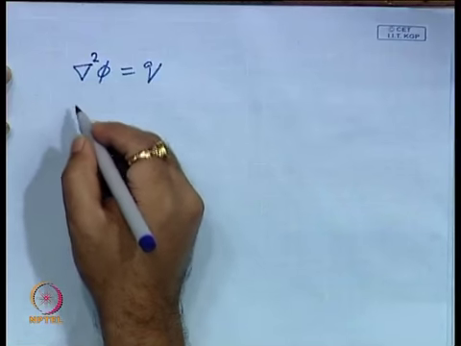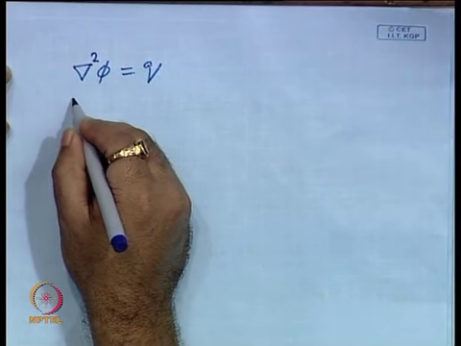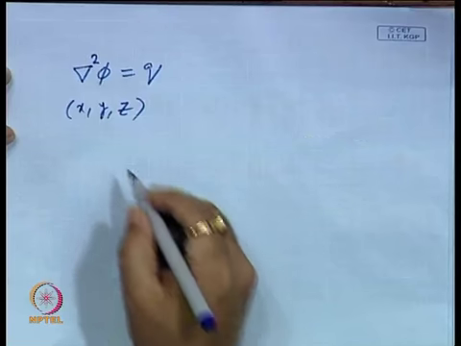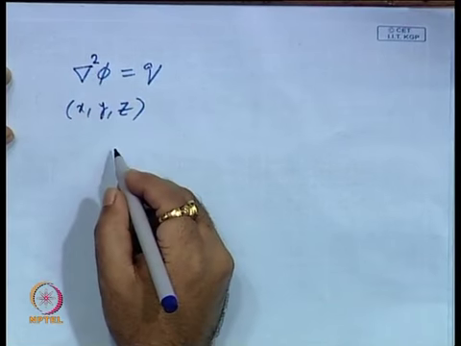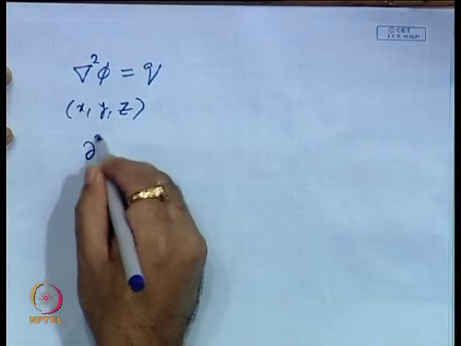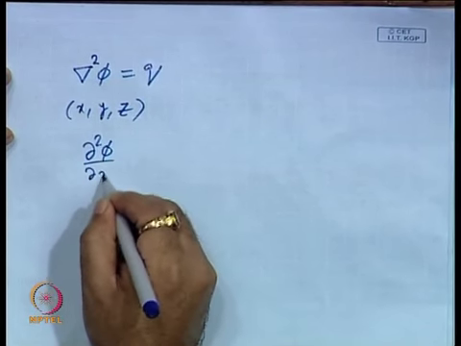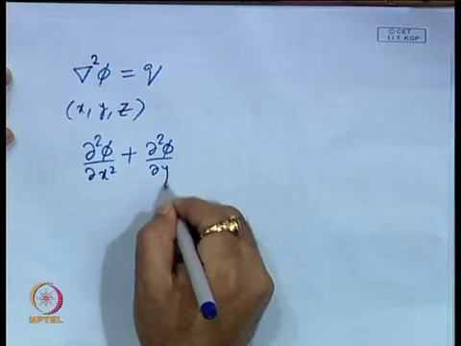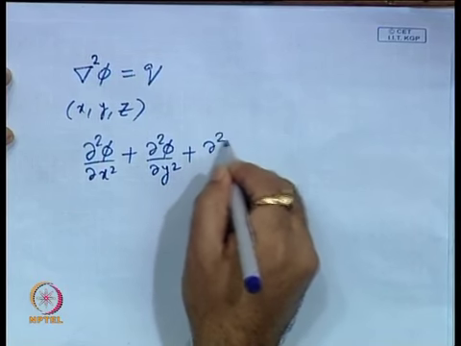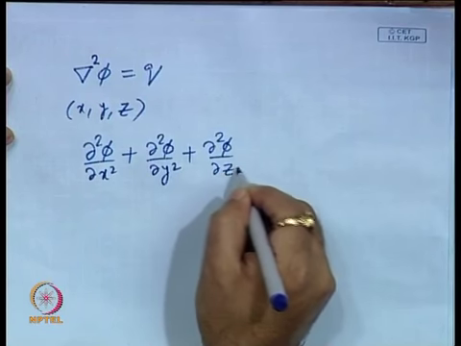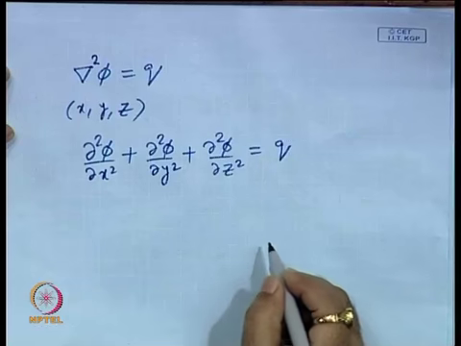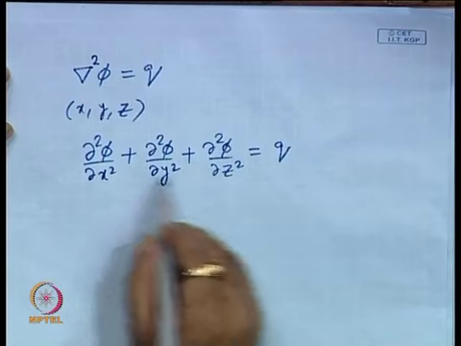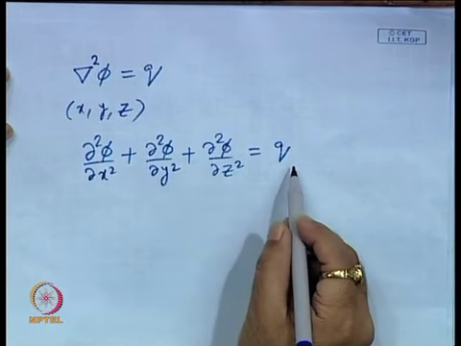So, now let us say we are talking about a complete 3-dimensional coordinate system x, y, z. Then your Laplacian becomes ∂²φ/∂x² + ∂²φ/∂y² + ∂²φ/∂z² equals q. So, this is a PDE, and what kind of PDE? It is a second order PDE, right.